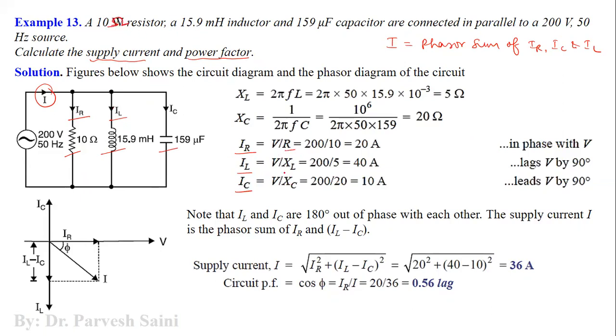We need to find out XL. So XL can be calculated by using this formula, which is 5 ohm. We need to find out XC. So XC is the capacitive reactance, which can be obtained by using this formula, and this is equal to 20 ohm. So V is given, and we know that all of them, because they are in parallel, share the same voltage. So 200 volt, 200 volt, and 200 volt, right?